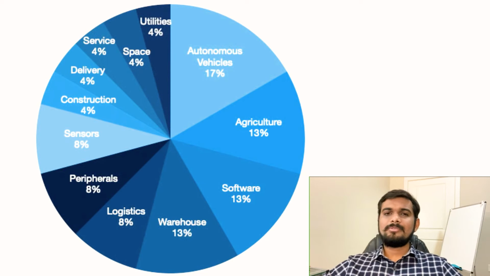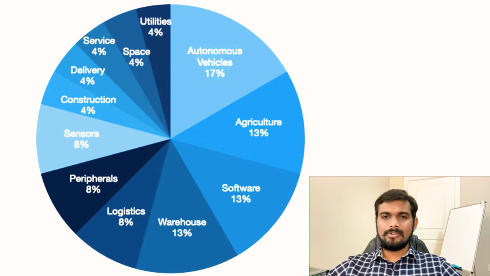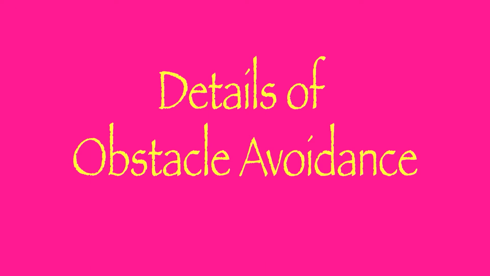And if you see this pie chart, showing what percentage of robotics is used in different fields, you see the major chunks are autonomous vehicles, agriculture, warehouses, logistics, etc. If you don't have obstacle avoidance, none of this will be possible and your robotics industry will shut. Hence, this shows that obstacle avoidance is very critical in your robotic software stack. So now let's go into details of obstacle avoidance.